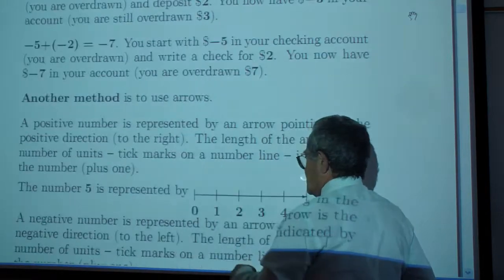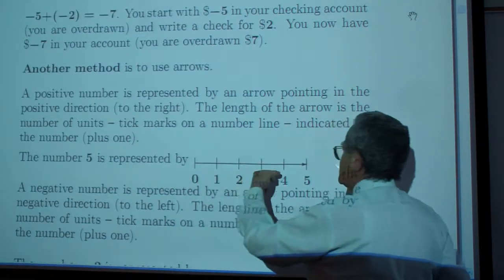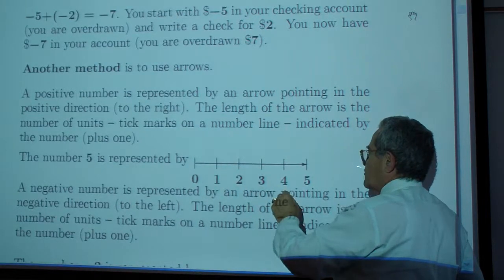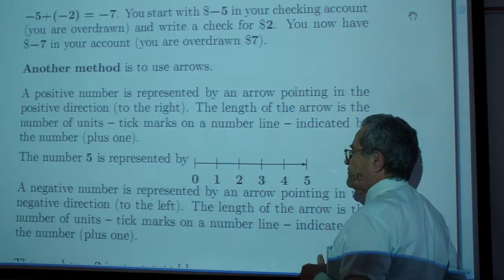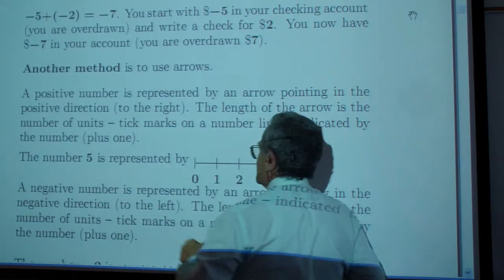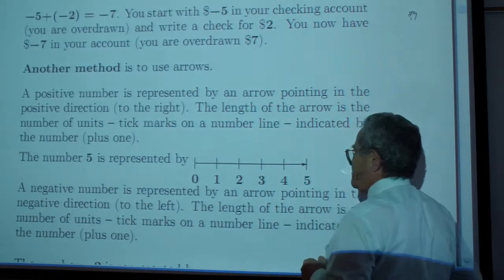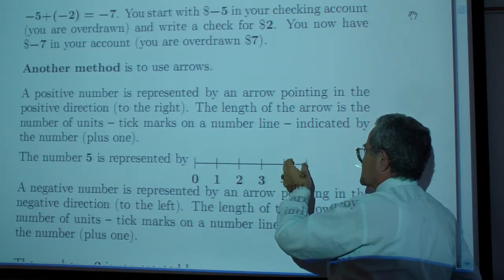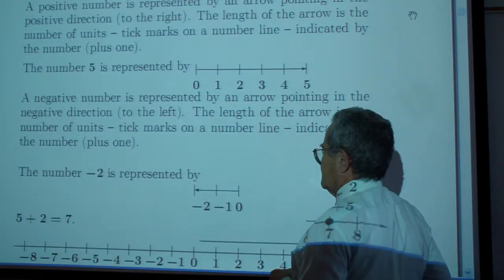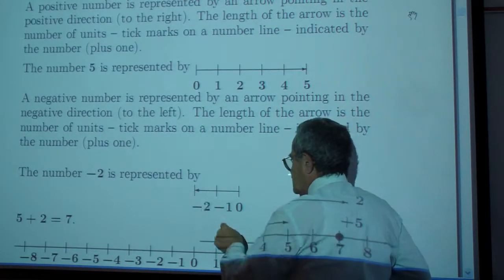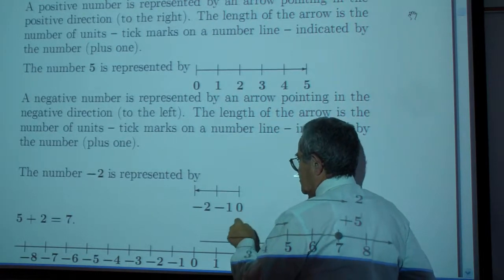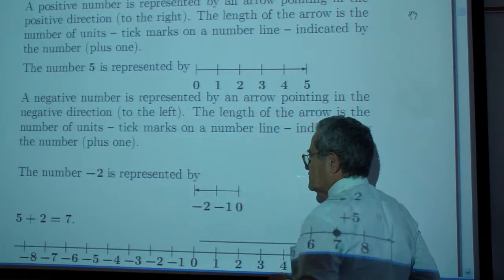Another way people like: you have positive numbers which have arrows that point to the right. The length of the arrow is the number that stands for the symbol here. So a 5, you have 5 units and point in the positive direction. -2, you have 2 units but pointing in the negative direction. This is not 10, this is 0, -1, -2.